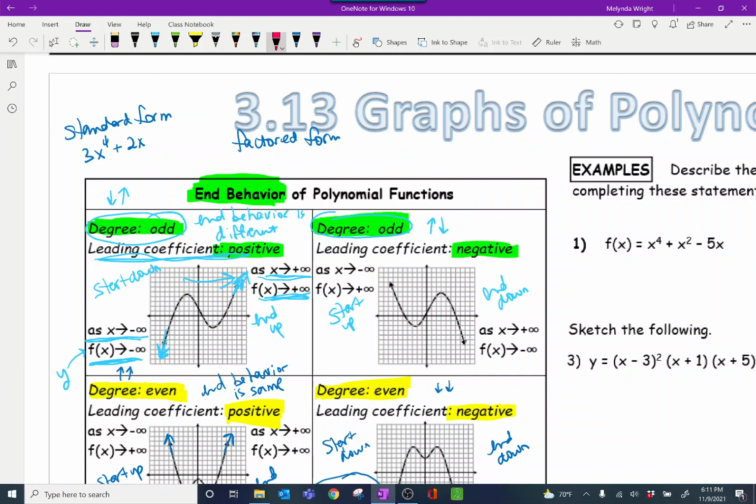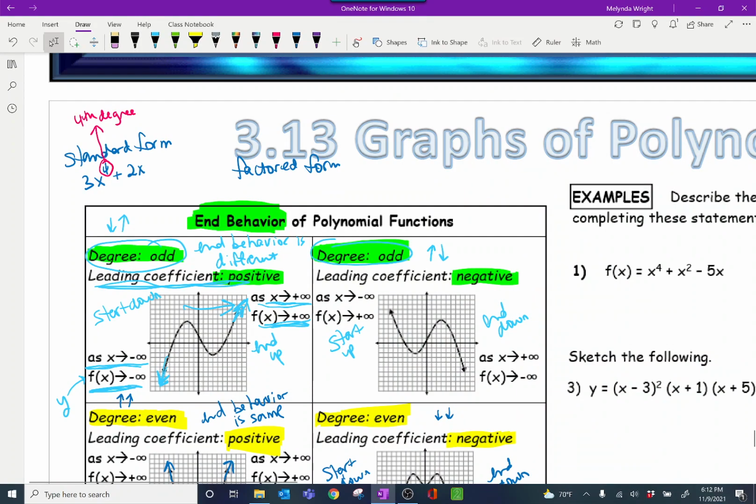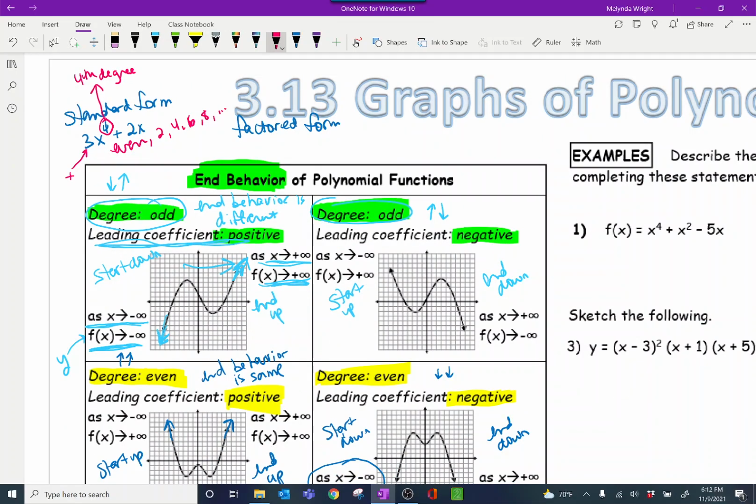So you can see that this is the largest exponent, and this is a fourth degree polynomial. 4 is an even number, right? So this is even. Even numbers, 2, 4, 6, 8, etc. So this would be a fourth degree even, and my leading coefficient is positive. So even positive would reflect, this would look like this scenario down here at the bottom, even positive. Well, that's if the equation is in standard form.